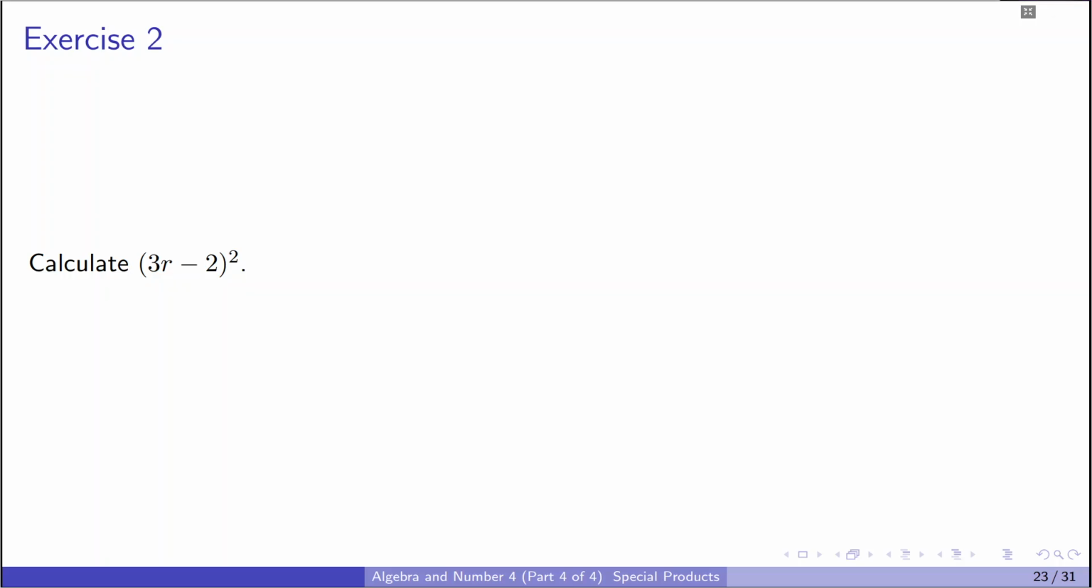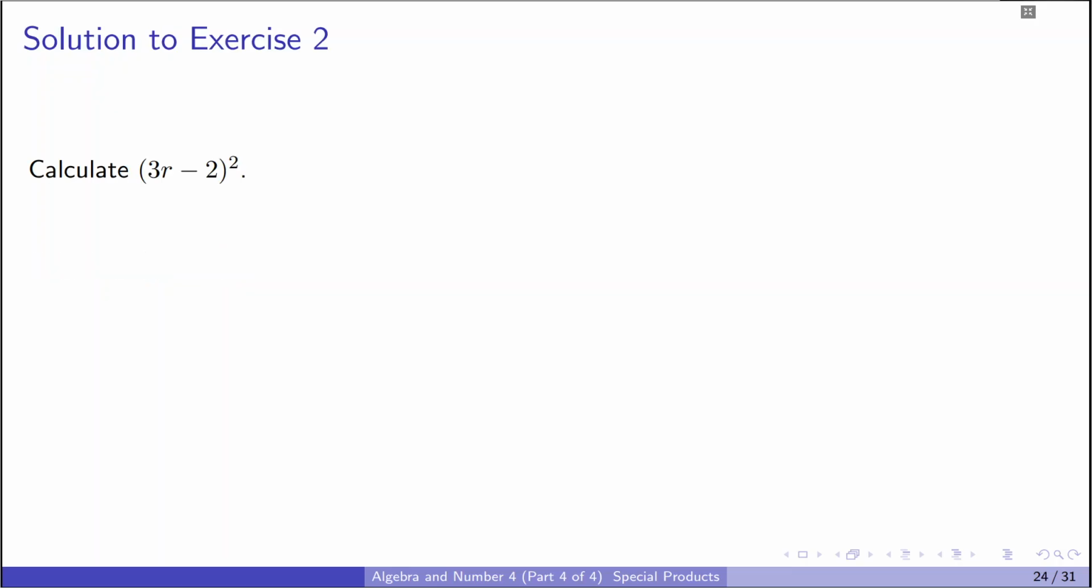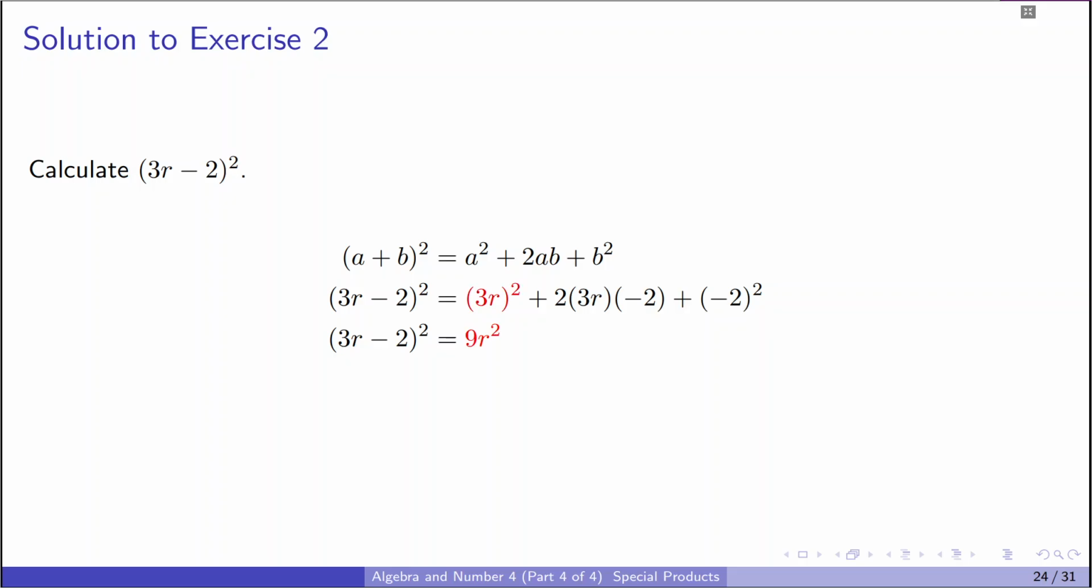Now, (3r minus 2) squared. Pause now. Take the time you need. Moving on to the solution. This is a product of perfect squares form. Yes, we have a negative sign, but it's negative in both. That squared means we're multiplying identical terms. So our a is 3r. Our b is negative 2. We substitute, and then we simplify term by term.